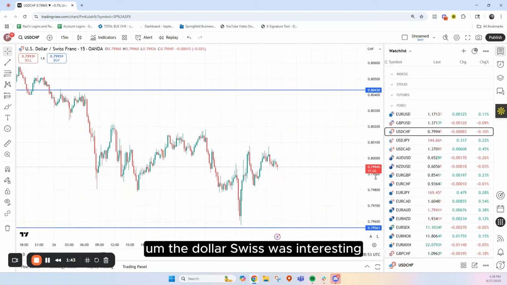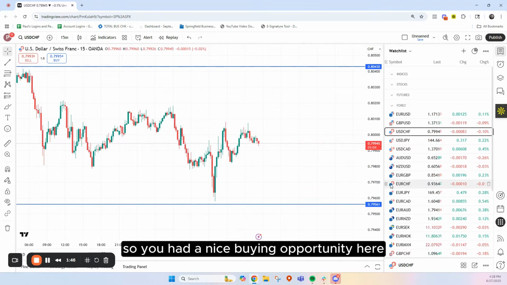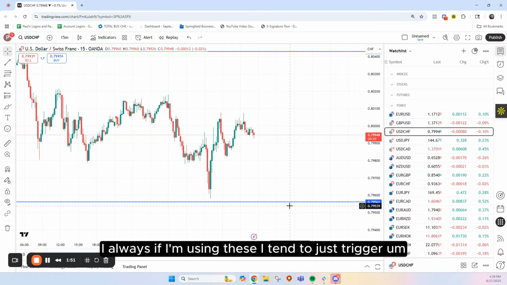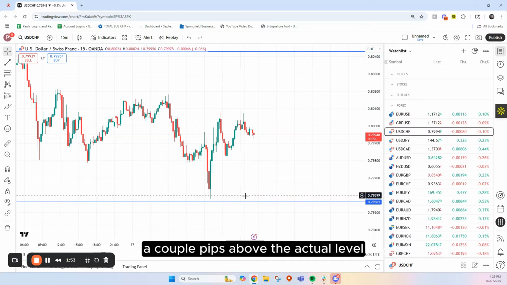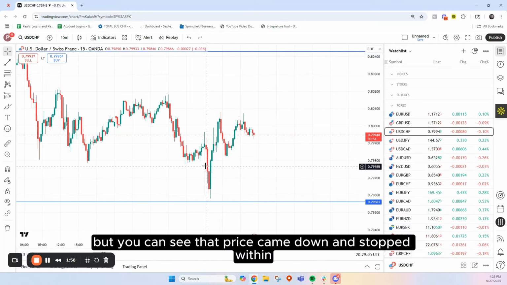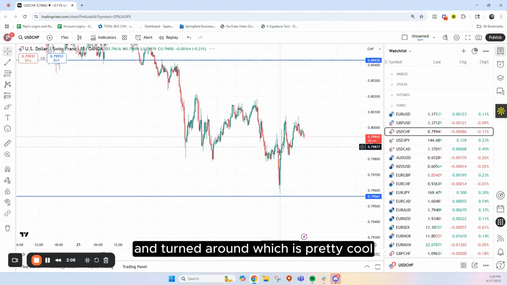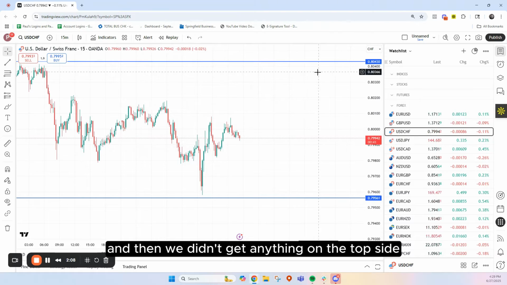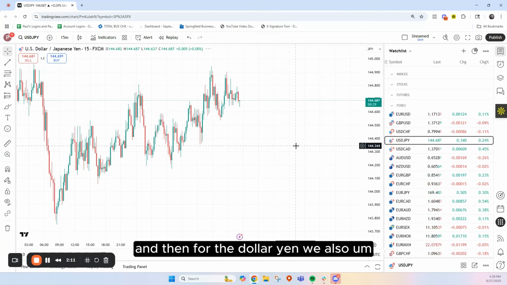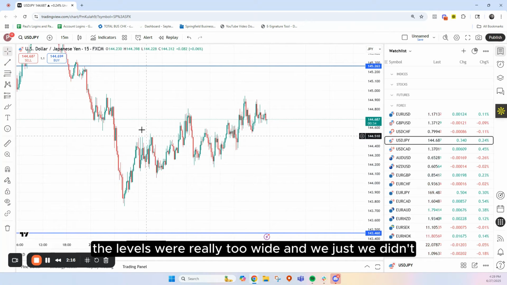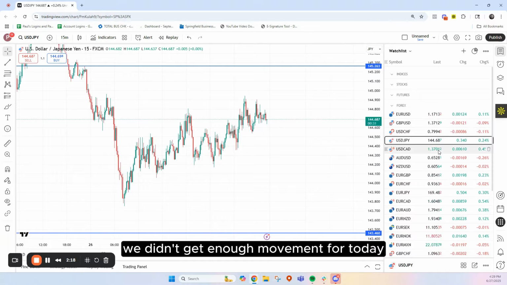The dollar Swiss was interesting. So you had a nice buying opportunity here. If I'm using these, I tend to just trigger a couple pips above the actual level to make sure it actually triggers. But you can see the price came down and stopped within a pip or two of the actual level, and turned around, which is pretty cool. And then we didn't get anything on the top side. And then for the dollar yen, we also didn't get anything. The levels were really too wide, and we didn't get enough movement for today.